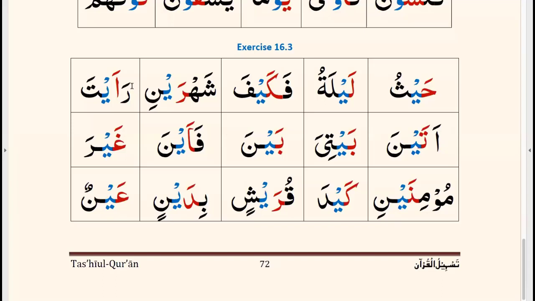Let's start with the tasmiya. A'udhu billahi minash shaitanir rajim. Bismillahir rahmanir rahim. Okay, let's read this example, please. Ra'ayta. Very nicely read. You did prolong this for a bit longer than 1 second. And this example here now. Ghayra. Very nice.